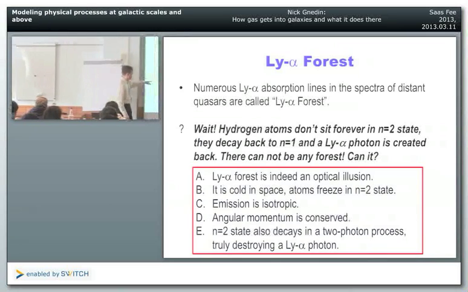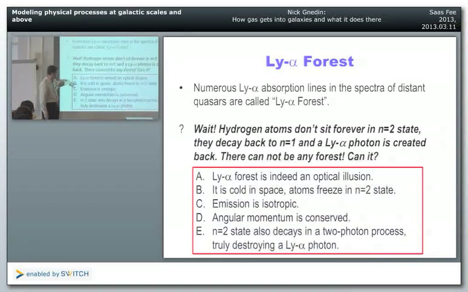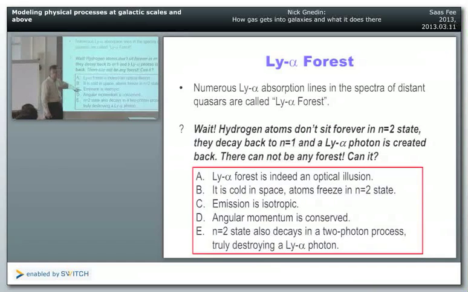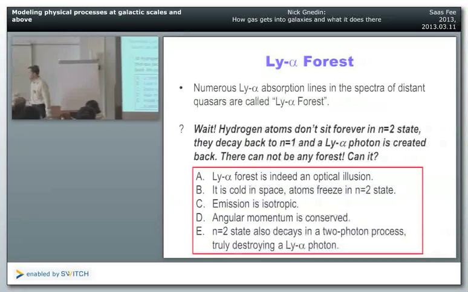So it's really an optical illusion. So it's cold in space, so atoms freeze in the n equal 2 state. Emission is isotropic. Angular momentum is conserved. The n equal 2 state also decays into a two-photon process, truly destroying the Lyman alpha photon.